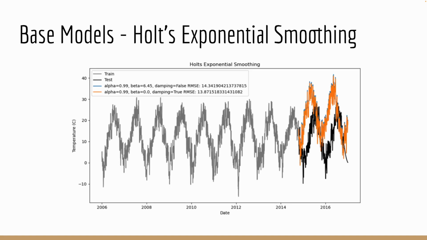The last base model we're going to look at is Holt's exponential smoothing. Here we have an alpha value of 0.99, and just like the other ones, it has RMSE and beta values. And similar to the other ones, it's overvaluing. It makes higher predictions on the temperature than the other ones. So what I got from these base models is that they are not the best, but they are passable as of now before we go into the other models.